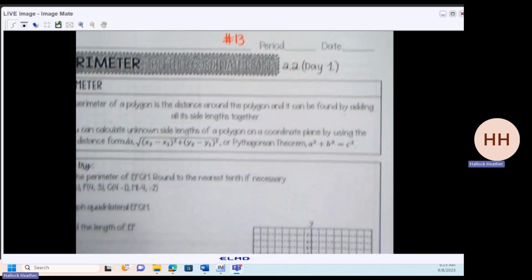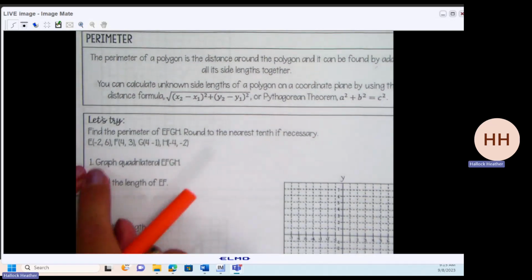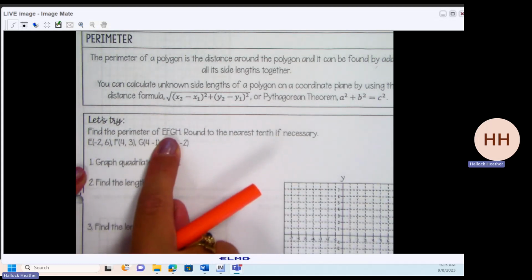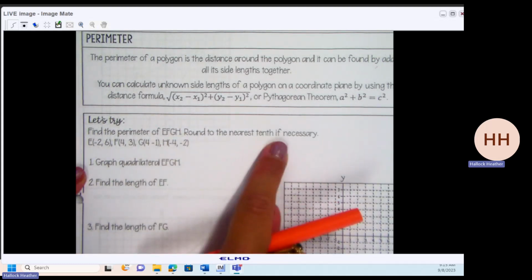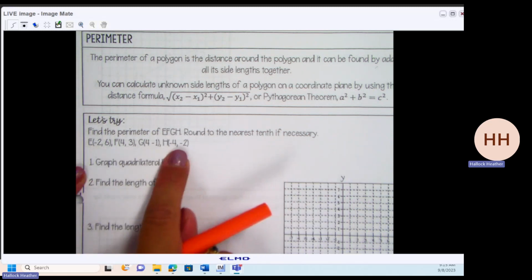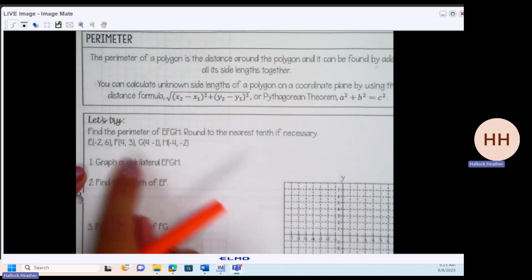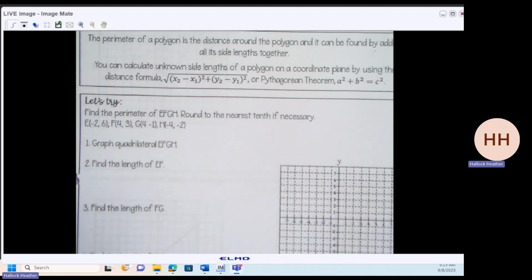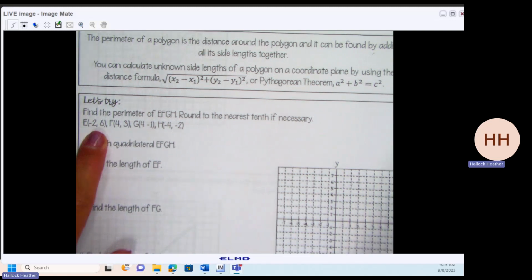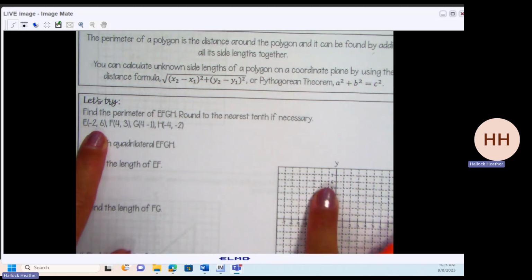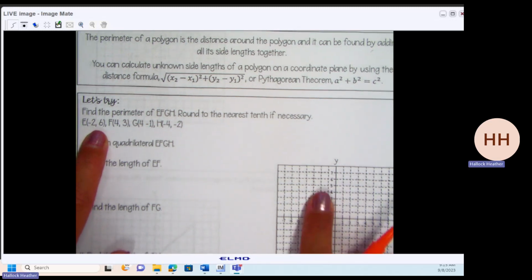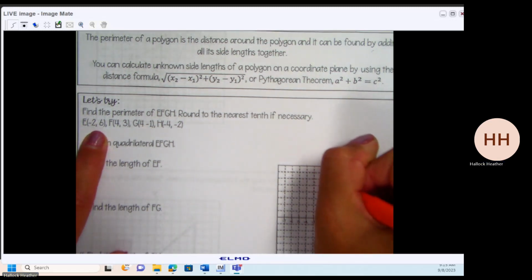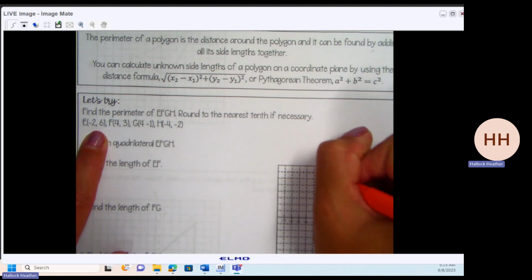is graph our shape. It says find the perimeter of EFGH, round to the nearest tenth if necessary. So we're going to plot our points and graph our quadrilateral. Starting at 0, 0, I'm going to plot point E. Point E is at (-2, 6). So I'm going to the left 2, and then I'm going to go up 6. We're going to plot all these points and make a shape. So (-2, 6), and I'm going to call it point E.